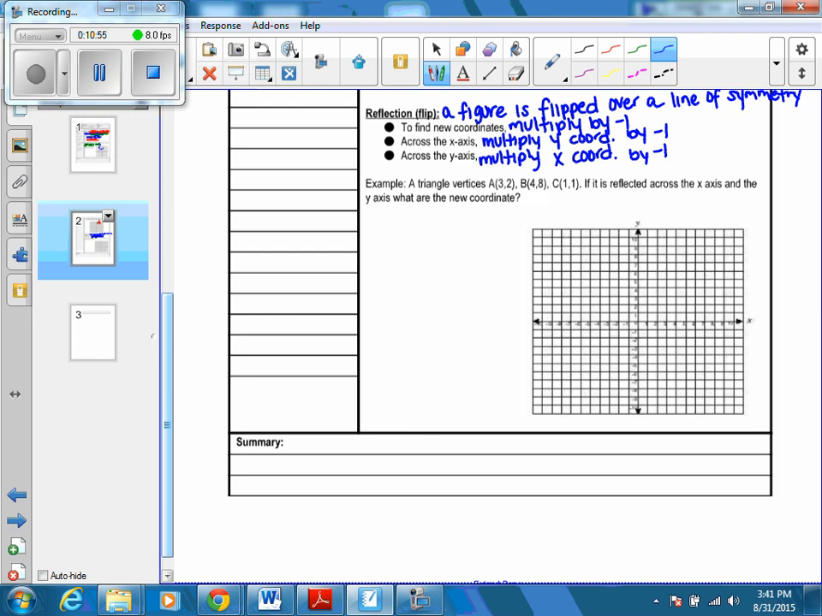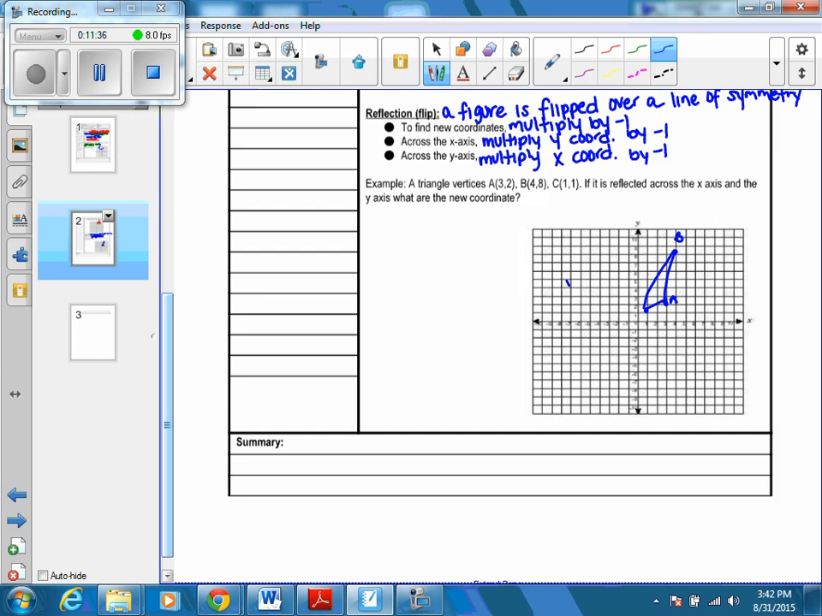So first of all, let's go ahead and plot those points A, B, and C. For A, I have 3, 2, so let's go over 1, 2, 3, up 2. All right, that's A. Then for B, I have 4, 8: over 4, then up 1, 2, 3, 4, 5, 6, 7, 8. That's this point right here. And then C, I have 1, 1. That's that triangle right there.